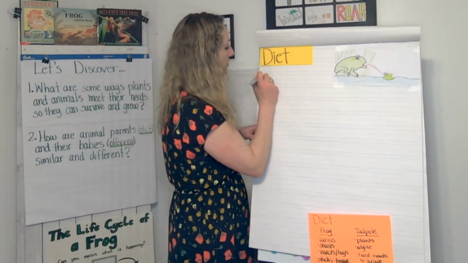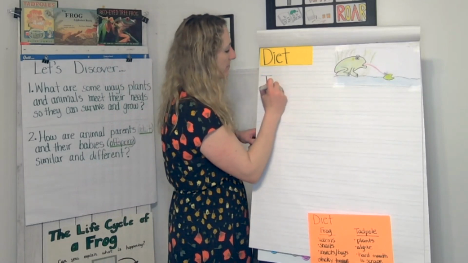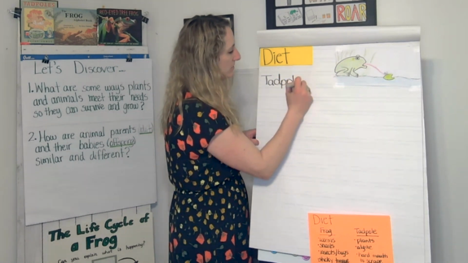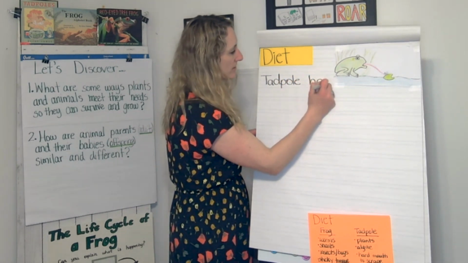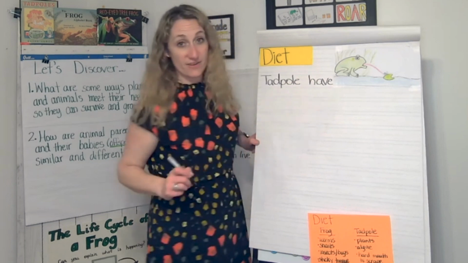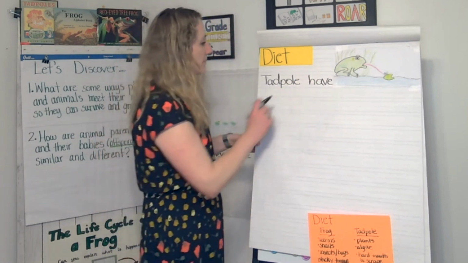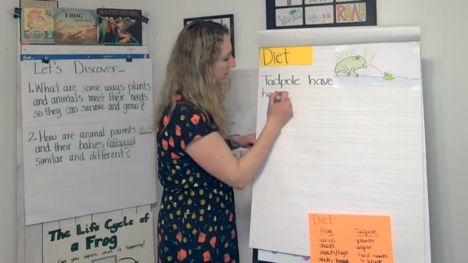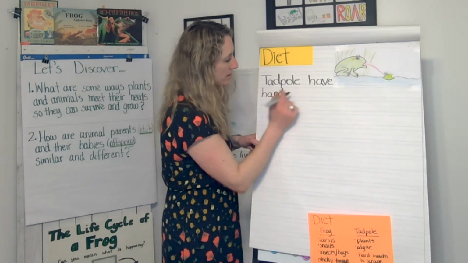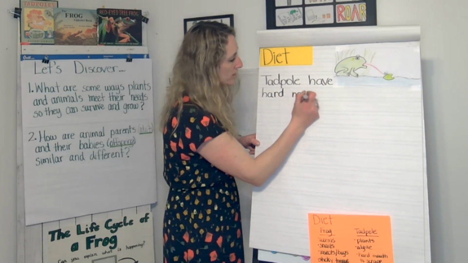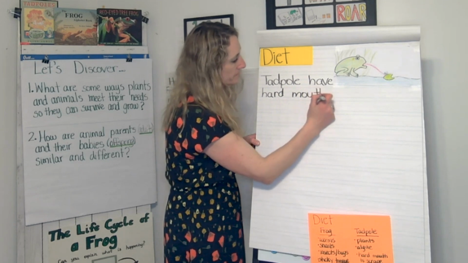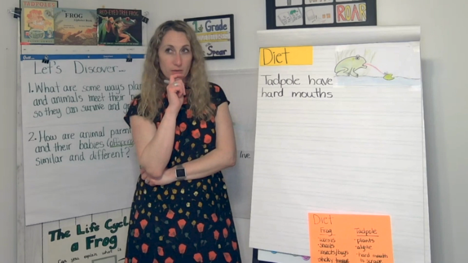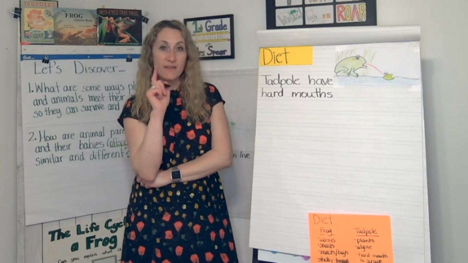Tadpoles. I bet you are probably getting better at spelling words like tadpoles and frogs because we've written them a few times. Tadpoles, here's that word have again. We've written that word a lot in our informational text. Tadpoles have hard, there's that R sound we worked on, hard mouths. Do you remember what we said those hard mouths were for? To scrape soft plants.